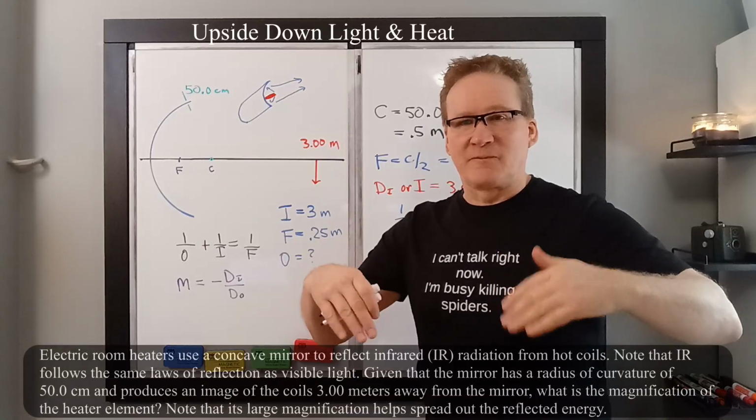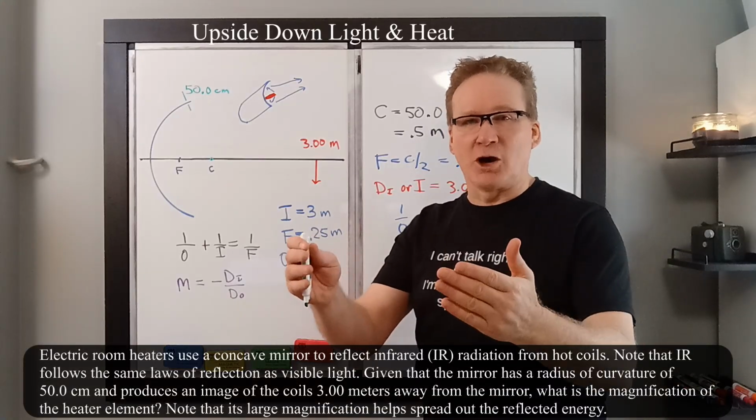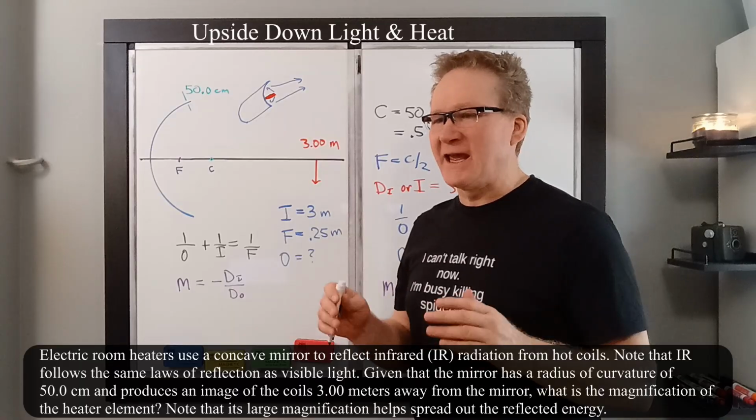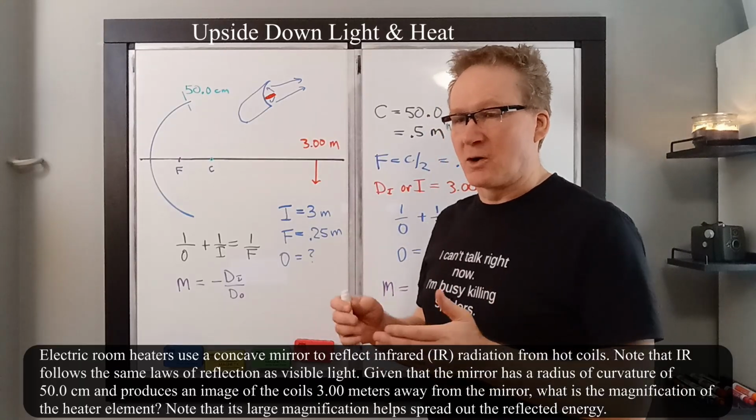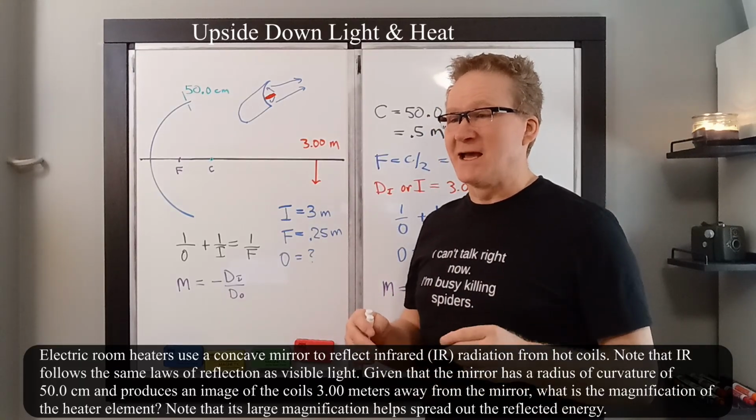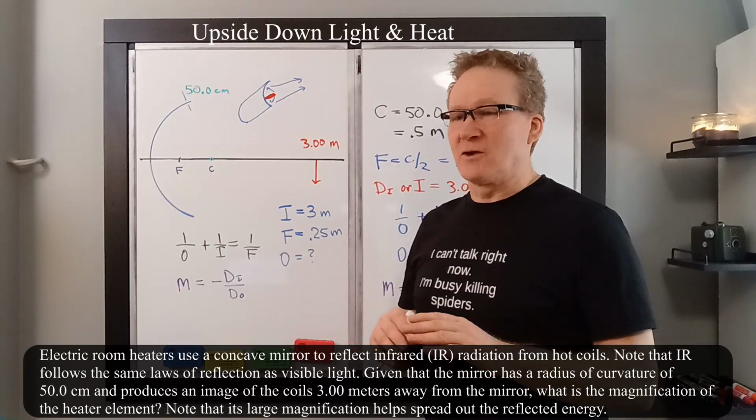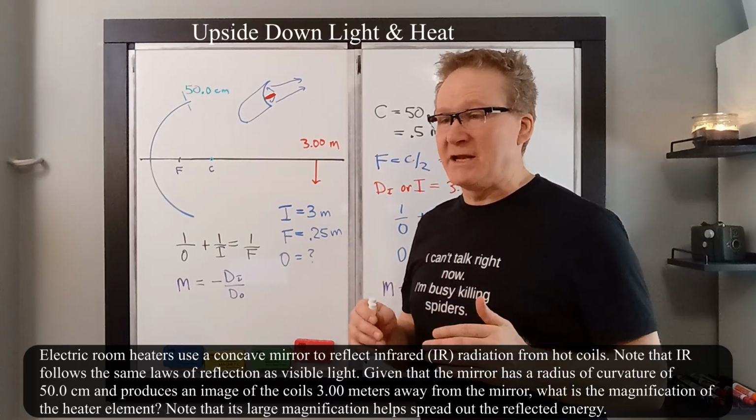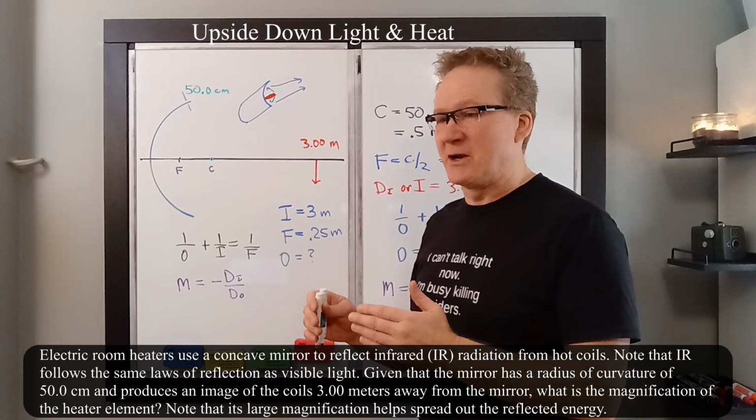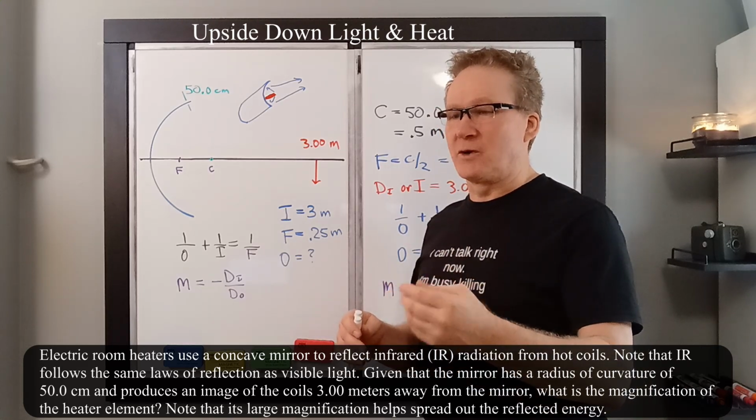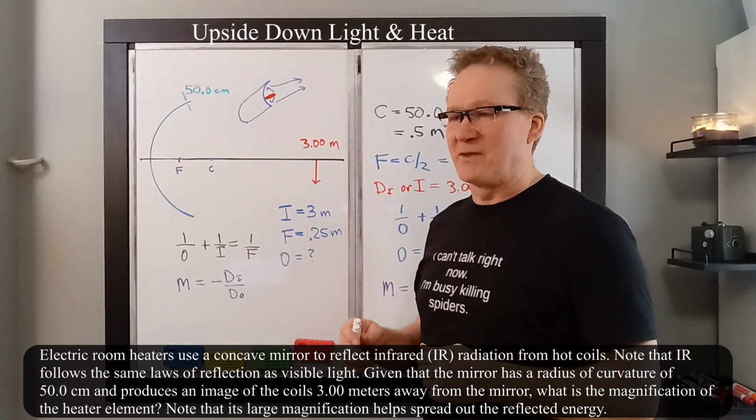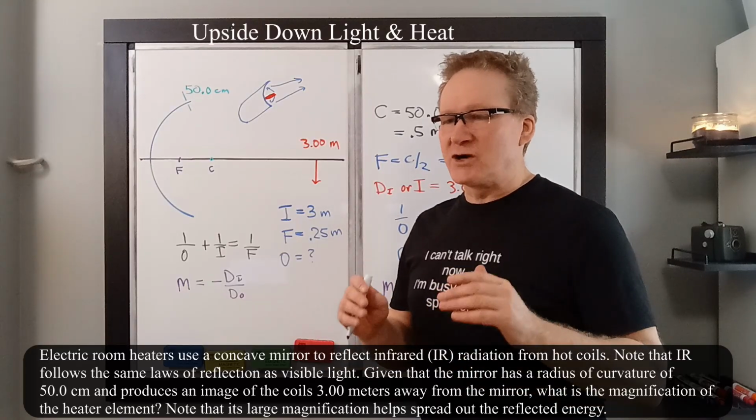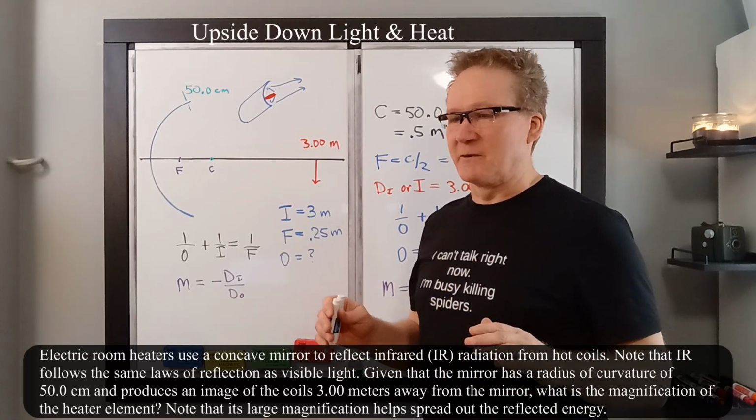So I've written out the problem for you in the bottom of the screen. I'm also going to read it off for you right now as well. Electric room heaters use a concave mirror to reflect infrared or IR radiation from hot coils. Notice that infrared light follows the same laws of reflection as visible light. Given that the mirror has a radius of curvature of 50.0 centimeters and produces an image of the coils 3.00 meters away from the mirror, what is the magnification of the heater element? Notice that its large magnification helps spread out the reflected heat.